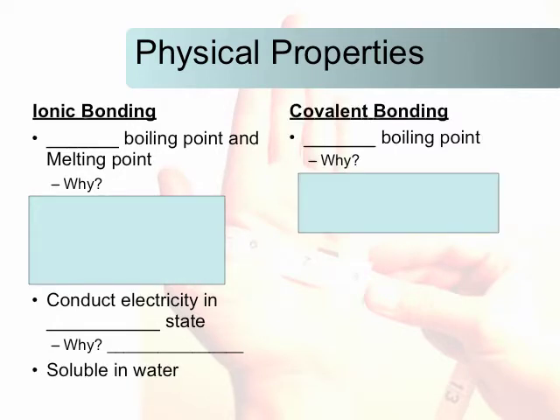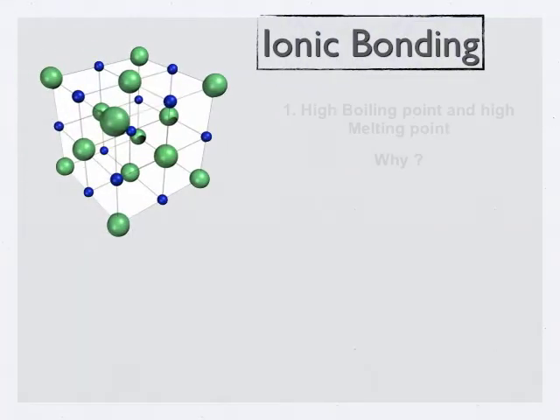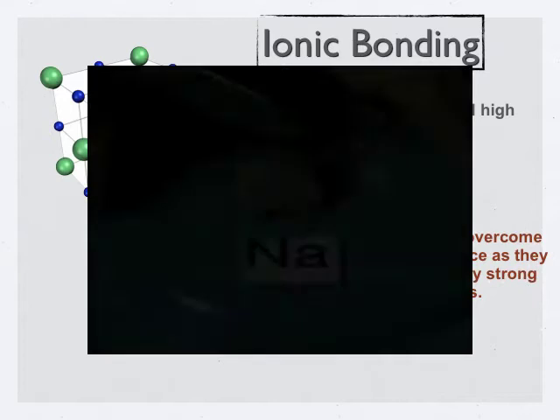Everything that's true for ionic will be the entirely opposite for covalent. As I said, always remember one side, the other side is the opposite. Okay, so coming up, I said just now they have high boiling point, melting point. Why? You can see over here that they are bonded together by strong electrostatic force.